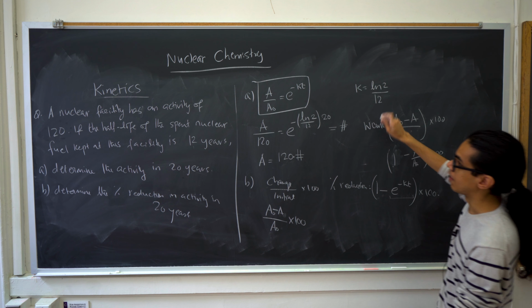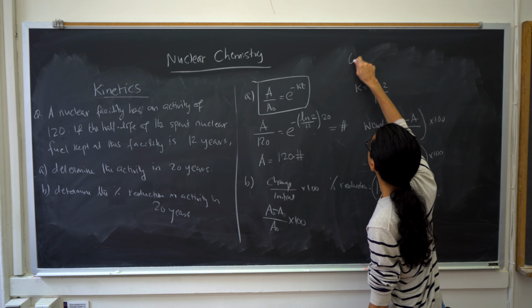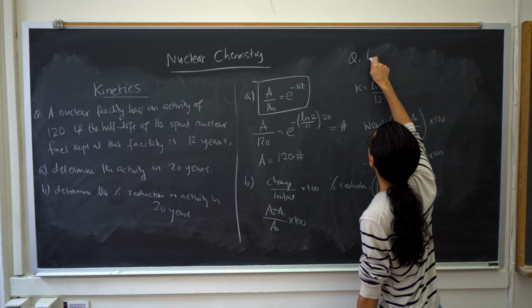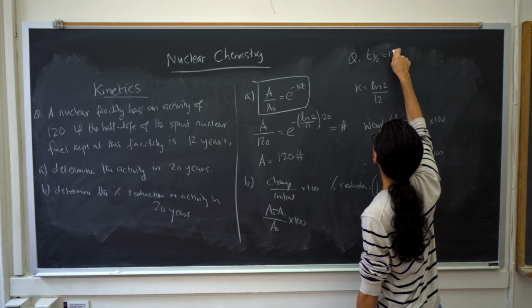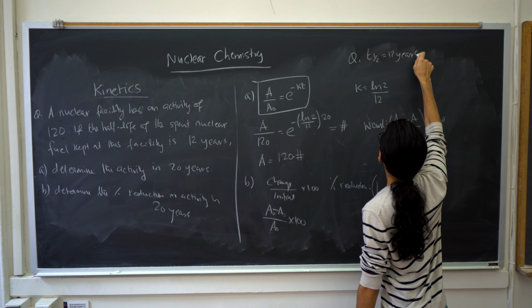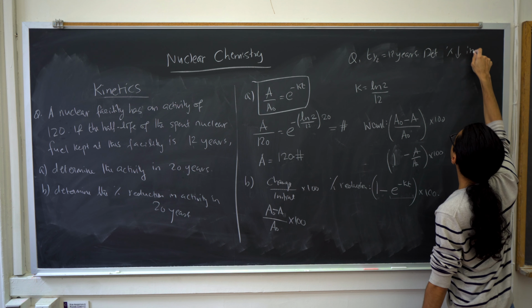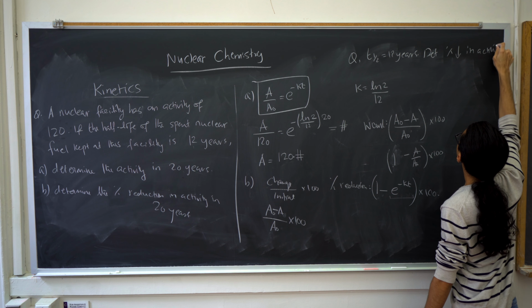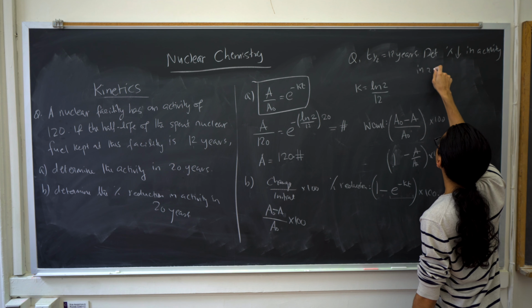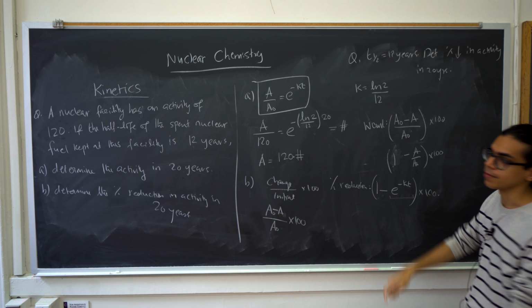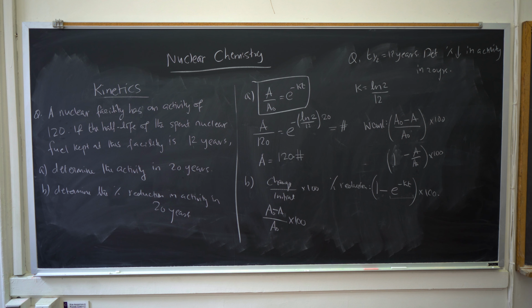For a question like this, you'd simply be given something like half-life is 12 years. Determine percentage decrease in activity in 20 years. That's all the information you have. You don't have any A's, you don't have any A naughts. Two pieces of information, t half and t. T half would help you determine k. T would go in here.